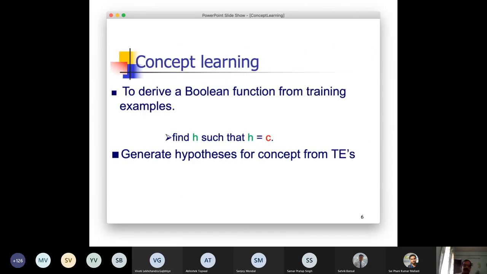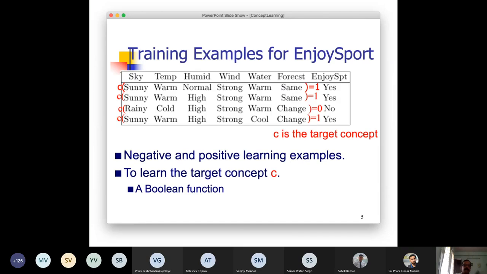So the question is, if I give you these 4 functional values with this kind of information, how many functions are possible that would satisfy all these 4 records? Can you tell me how many functions are possible? 2 to the power 6.